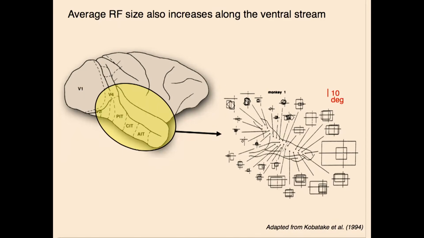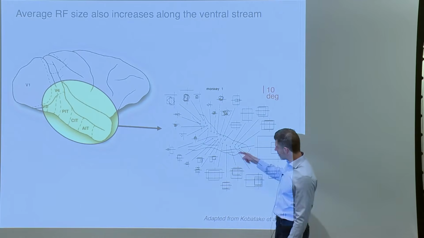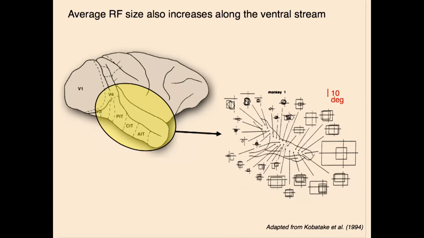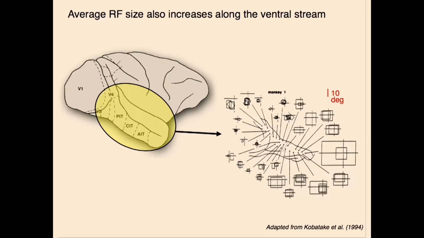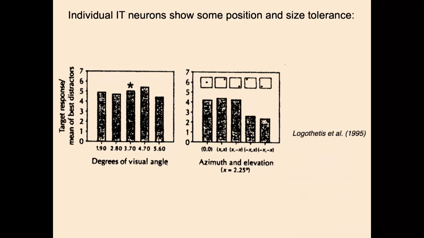All right, so another general principle of organization in the ventral pathway is that receptive field sizes increase as you move up the pathway. Okay? So in particular, by the time you get to anterior inferotemporal cortex, you have these very large receptive fields, even larger than what you get a little bit earlier in inferotemporal cortex. So big receptive fields. Individual IT neurons typically show some degree of tolerance to variation in position and size.